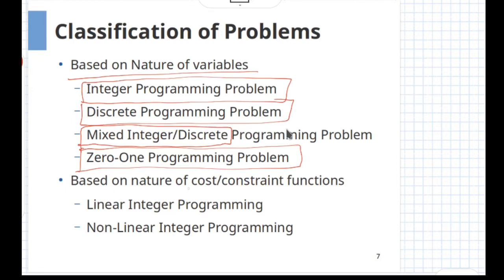In addition, based on the nature of cost and constraint functions, you can have linear integer problems. So you have a linear problem plus an integer or discrete problem, and you can have the objective function or the constraints as non-linear. So you can have non-linear and integer or discrete or 0-1 type of problem.